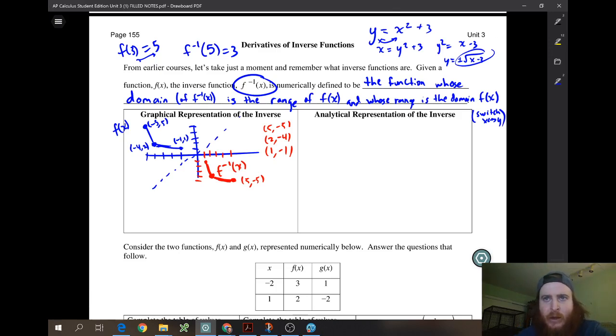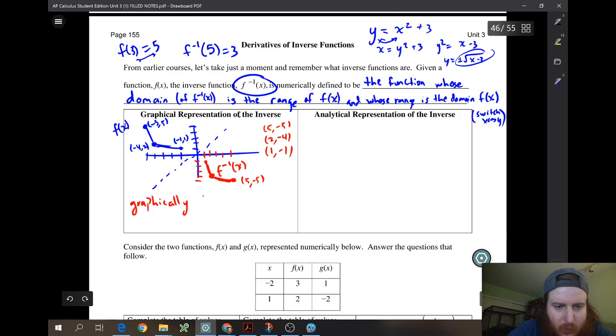Okay, and graphically, basically what we do is f negative 1 of x is the reflection of f of x over the line y equals x.